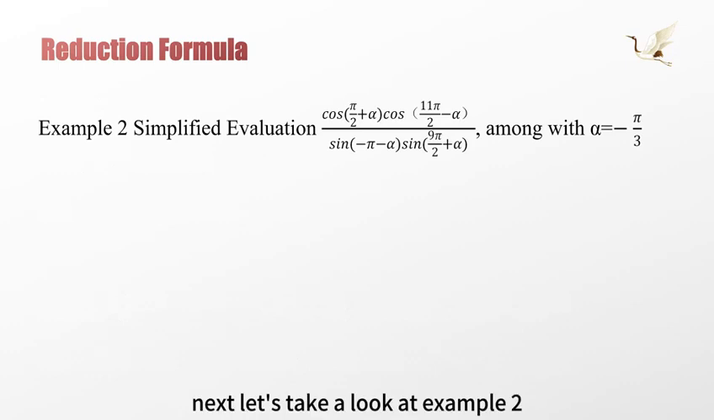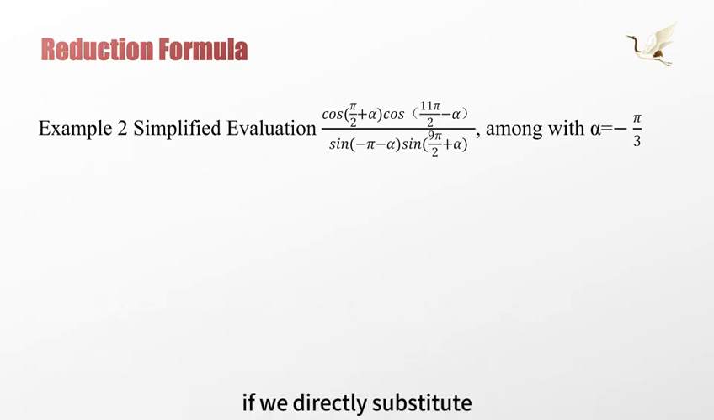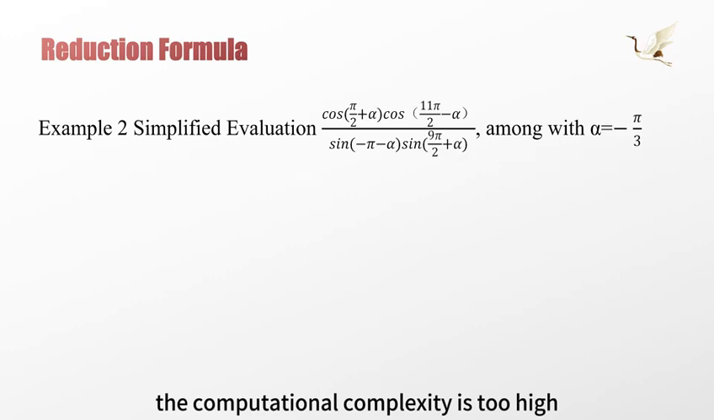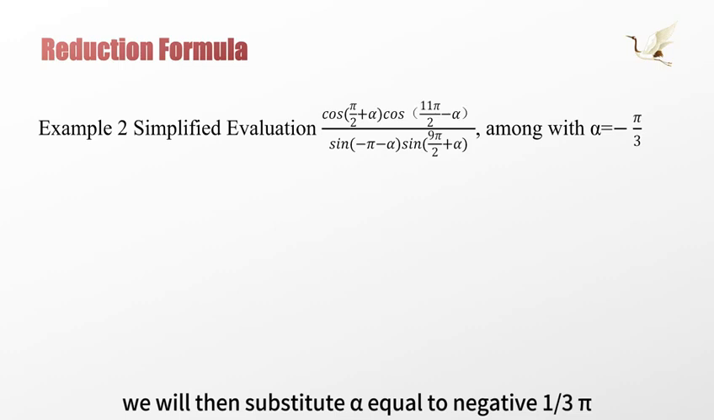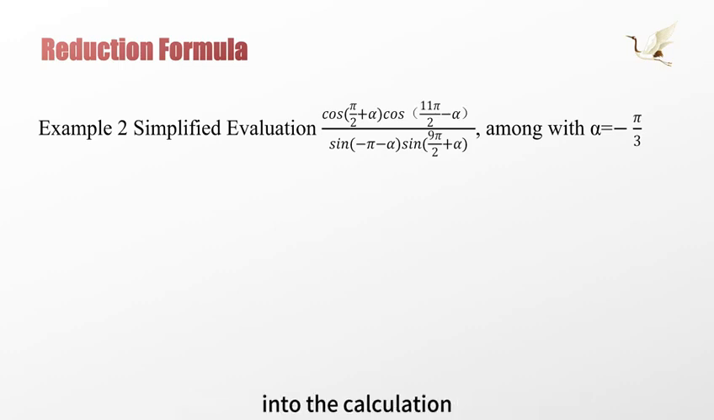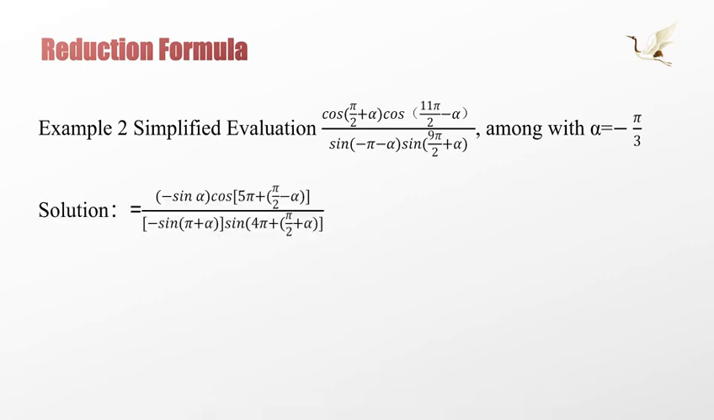Next, let's take a look at example 2, simplifying and evaluating. How should we handle such a complex expression? If we directly substitute alpha equal to -1/3 pi into each part of the expression to calculate, you can imagine that the computational complexity is too high. So can we use the induction formulas to turn each part of the expression into a trigonometric function of angle alpha? After simplifying, we then substitute alpha equal to -1/3 pi into the calculation. It can play a role in reducing complexity.